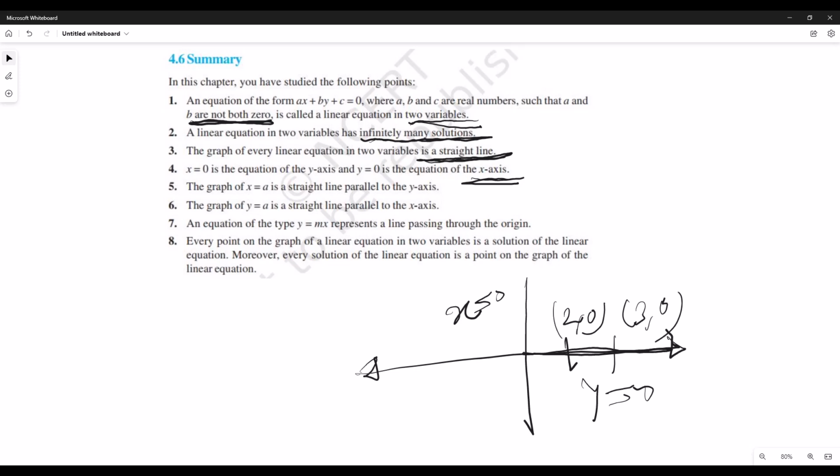The graph of x equals a is a straight line parallel to the y-axis, and the graph of y equals a is a straight line parallel to the x-axis. An equation of the type y equals mx represents a line passing through the origin, because this line will always pass through (0, 0). For x is 0, y is 0, so y equals mx will always pass through the origin.